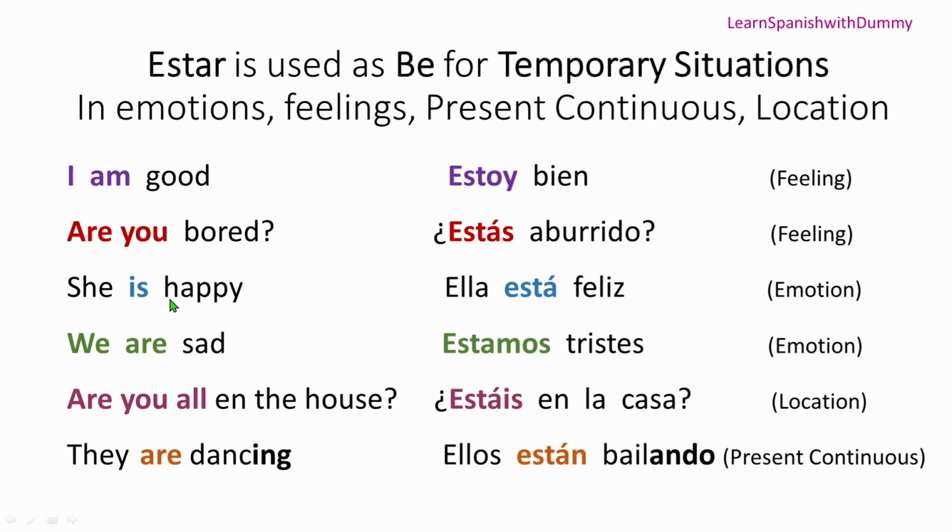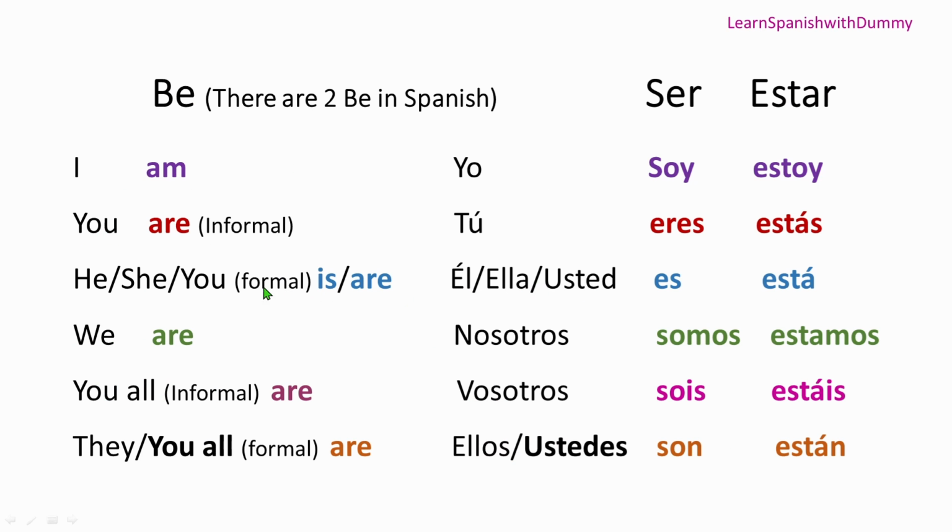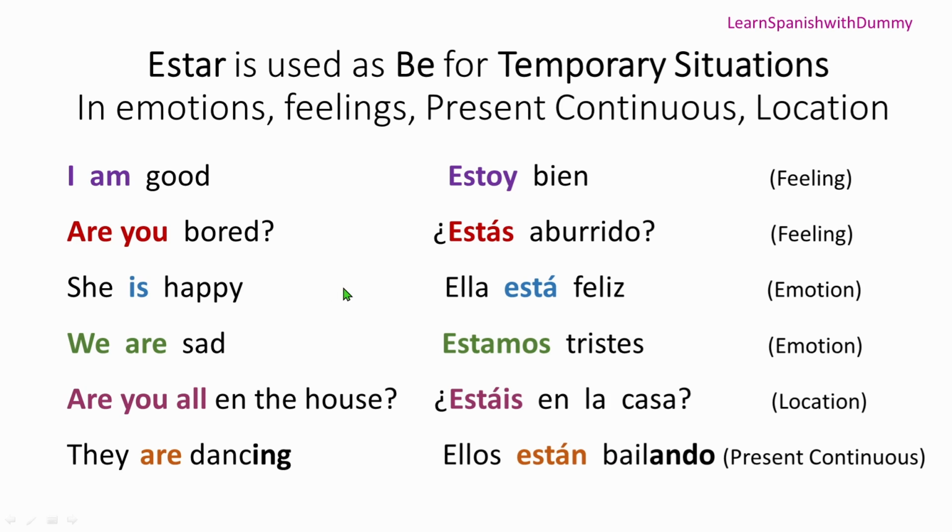She is happy. Happy is an emotion. It's temporary. Ella está feliz. Now está is a conjugation of the estar form, the third person conjugation. You can just go back here and see. He, she, is will be está. We are going to use this one, right? For the temporary, estar is used. Está means he, she, is. So that's what we used here, right?